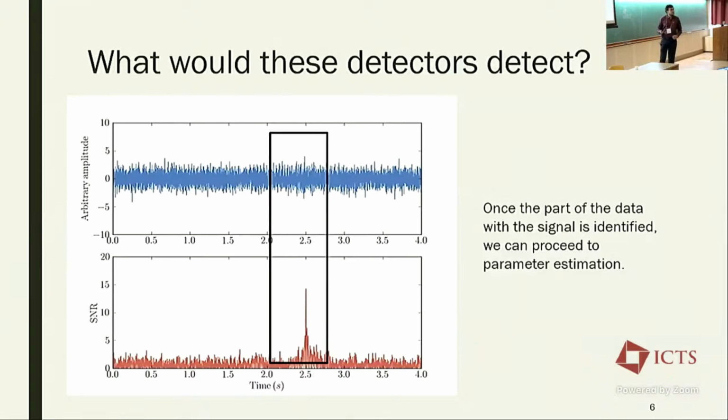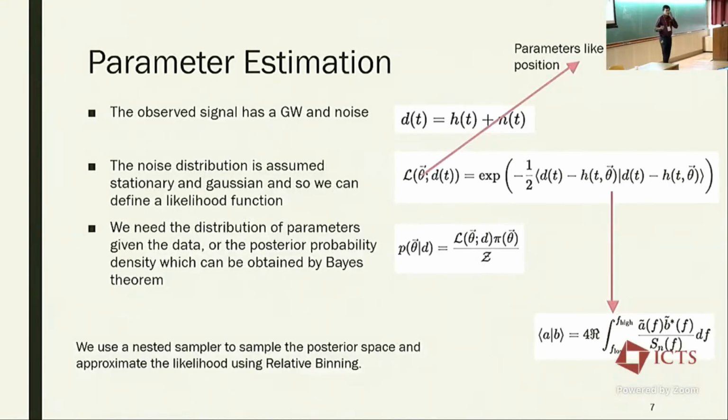And once we have identified a region which has a signal, we move on to estimate what the parameters of the signal are by a process which we call parameter estimation. So what is parameter estimation? The observed chunk of data that we have identified contains both the gravitational wave signal and some noise. So this h is the gravitational wave signal and n is the noise. We assume a noise distribution, that the noise is stationary and Gaussian. What it means is that the noise is drawn from a Gaussian random distribution with mean 0 and standard deviation 1. So if we assume a noise distribution like this, we can define a likelihood function, which is the probability of data given the parameters, and this is just a Gaussian distribution where these brackets mean an integral like this, and we can get the probability of data given the parameters.